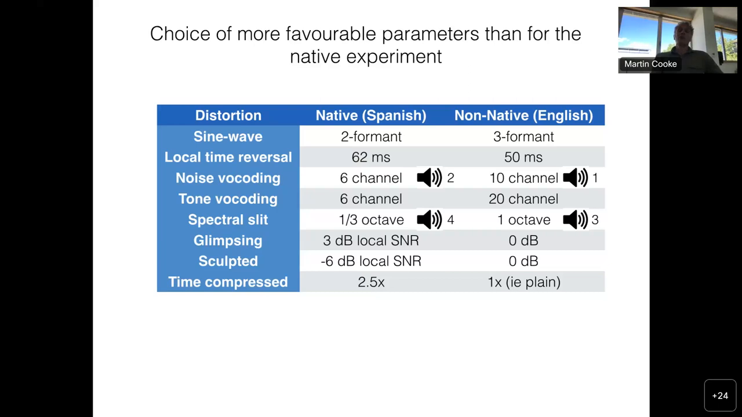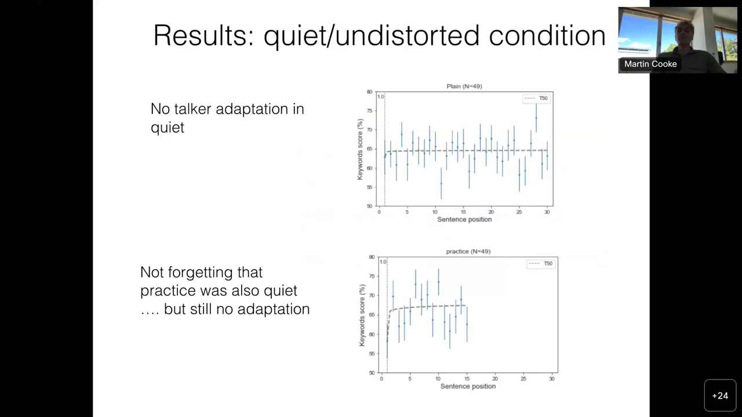And a whole octave band, we were generous with respect to a slit. The girl at the bar sold 50 bonds. Compared to a third octave, which was the case for the previous experiment. And we didn't have fast speech, we just had normal, plain, quiet speech. So we could look at the quiet to see how much speaker adaptation was going on. In fact, there's no talker adaptation at all in quiet.